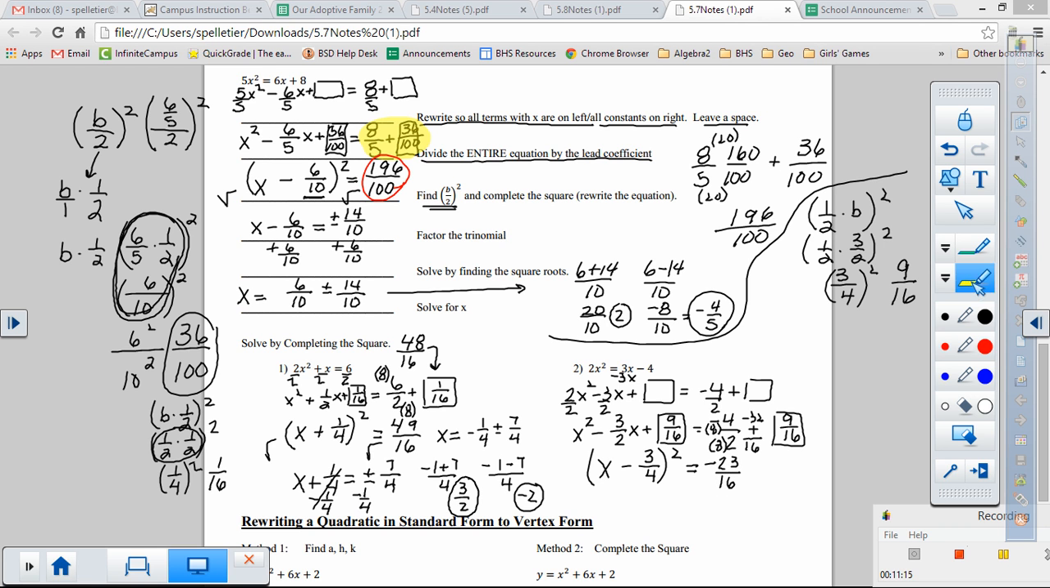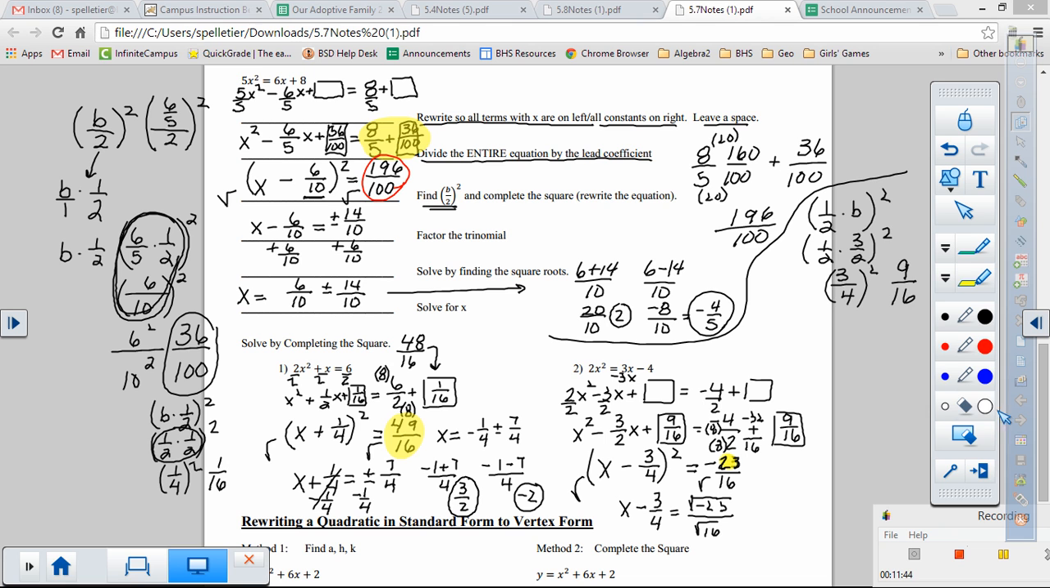And in the last problem, you can see that we had perfect squares there. And this time, we don't have a perfect square in that -23. So we're going to have to figure out what we're going to do with that. Square root both sides of the equation. So we get x minus 3/4 equals the square root of -23 over the square root of 16.